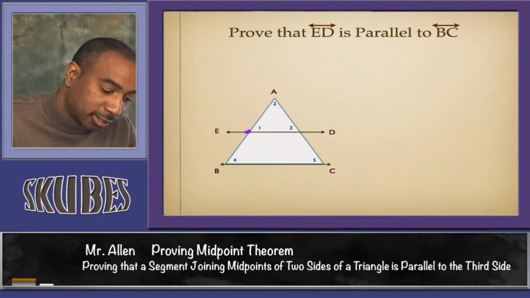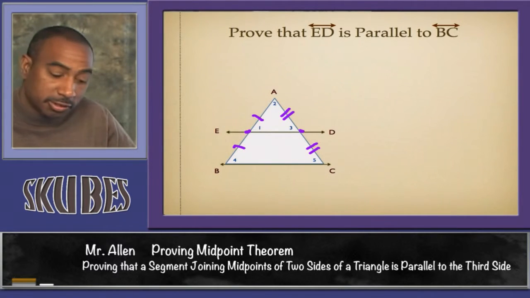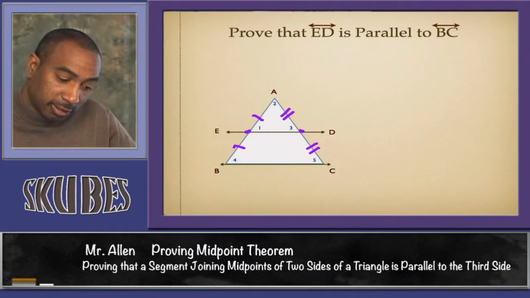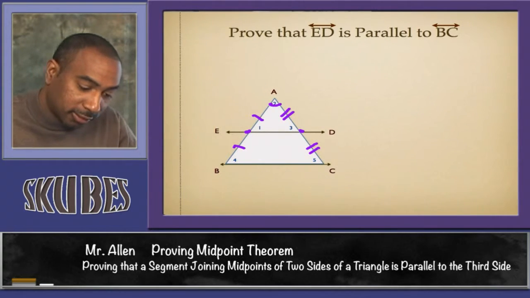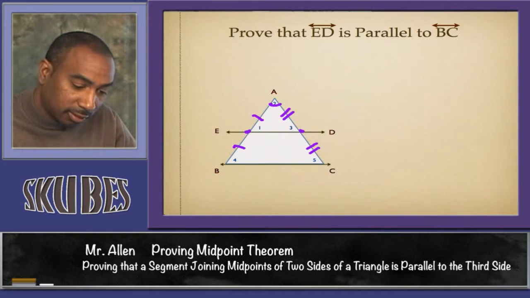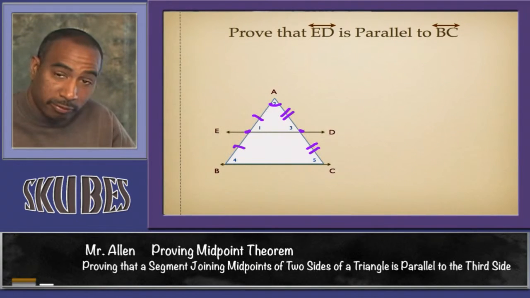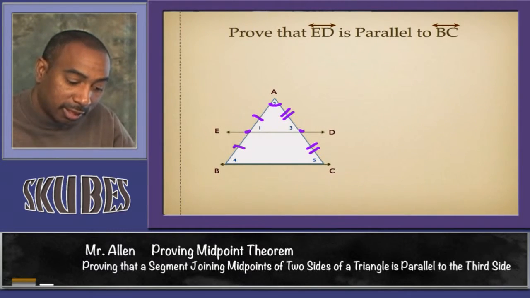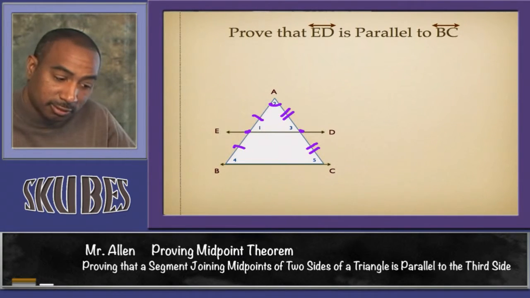All right, we already established that these sides are congruent based on the definition of midpoint. Look at angle A. Angle A is part of angle ABC and angle AED. So by the reflexive property, angle A is the same measure for both triangles.